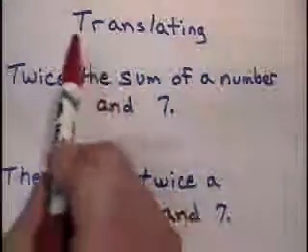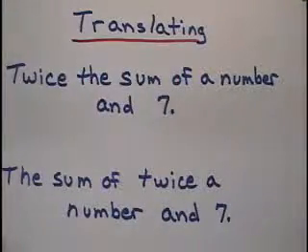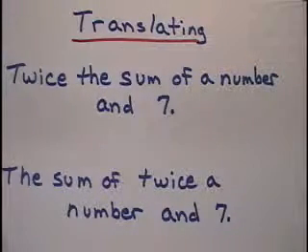Let's talk about translating from the English language to algebra. I've written two sentences here that actually show two very different algebra expressions. The first sentence says, twice the sum of a number and 7. The second says, the sum of twice a number and 7. These two sentences have the same elements.